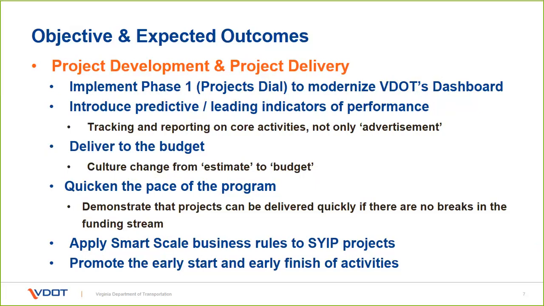Also, we're looking at delivering to the budget and changing our culture from an estimate to the budget. In the past we had a culture where, if you needed more money on a project, all you had to do was go in and ask for more money and it would magically appear. Going forward, that's probably not going to be the case anymore. That's definitely true with the SMART SCALE rules.